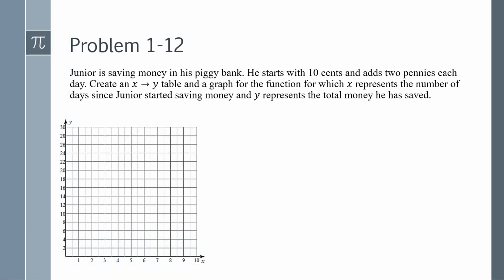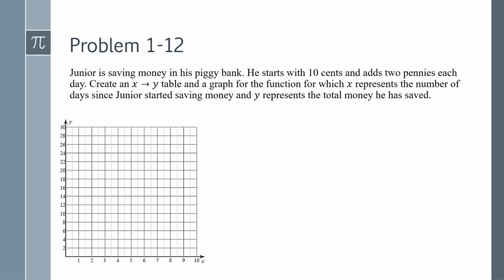Problem 12. Junior is saving money in his piggy bank. He starts with 10 cents and adds 2 pennies each day. Create an XY table and a graph for the function for which X represents the number of days since Junior started saving money and Y represents the total money he saved. So let's start by making a table.